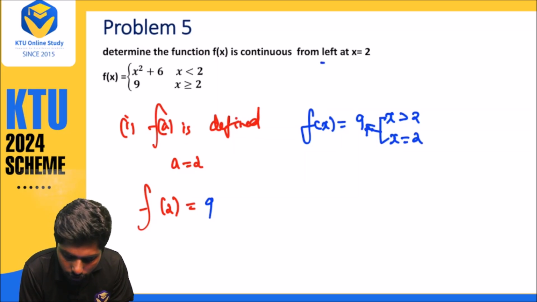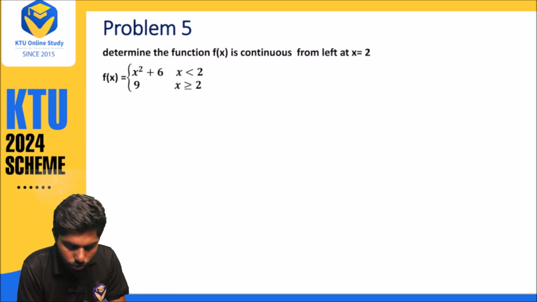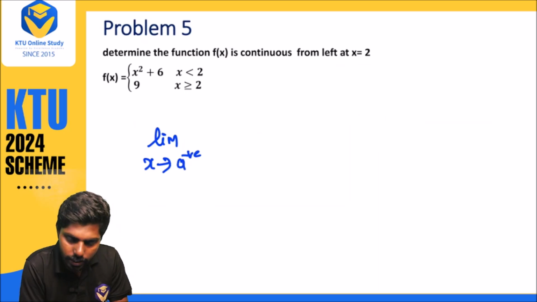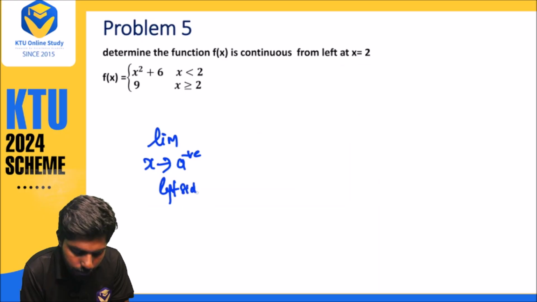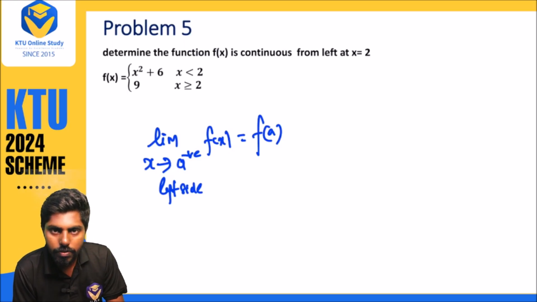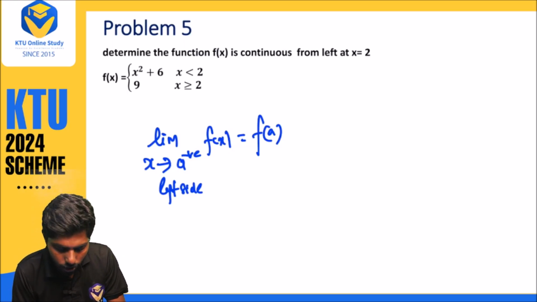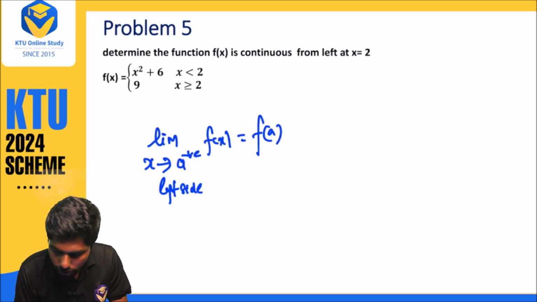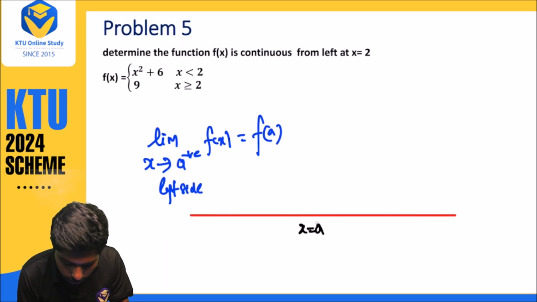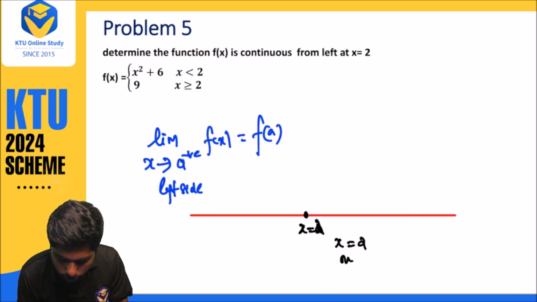Now what is the condition they have asked? They have asked from the left hand side. So that is limit x approaches a from the negative direction, f of x is equal to f of a, the condition we want to prove. If this condition is satisfied, we will say it is continuous at the left hand side. So let me draw the diagram. The diagram will be x is equal to 2, and for x more than 2, they are saying f of x is equal to what?